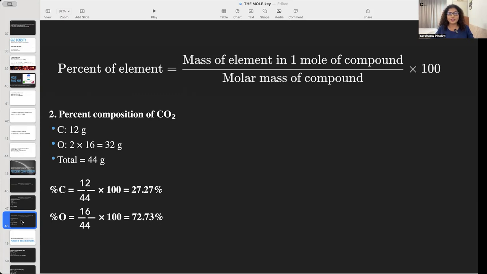Now for finding the percentage of the other element, like we saw in water also, in this case, if there are only 2 elements, you can subtract the percentage of one element from 100. That's also possible. So you can see 27.27 if subtracted from 100 will give you 72.73, or you can find the percentage of oxygen using the mass of oxygen over the total mass of the compound. So that was about the percentage of each of the elements.